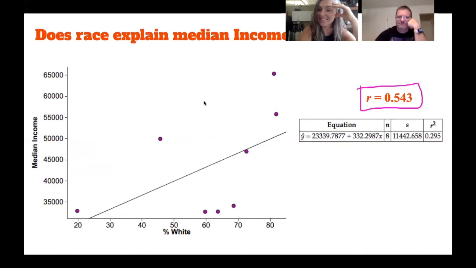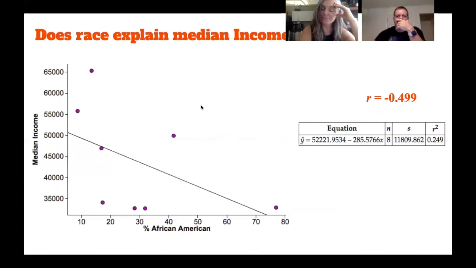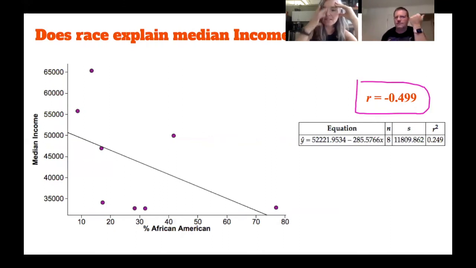Go ahead. You're good. So let's look at African American. Why is our R value negative now? Because as the percentage of African Americans goes up, it seems like the income is going down. And even though it's below 0.5, it's still pretty close to 0.5. It's almost as strong as the relationship to white.